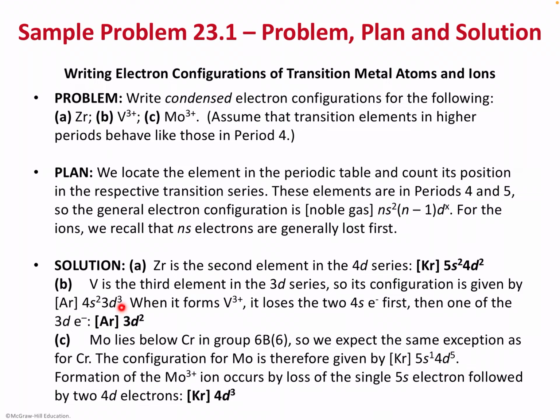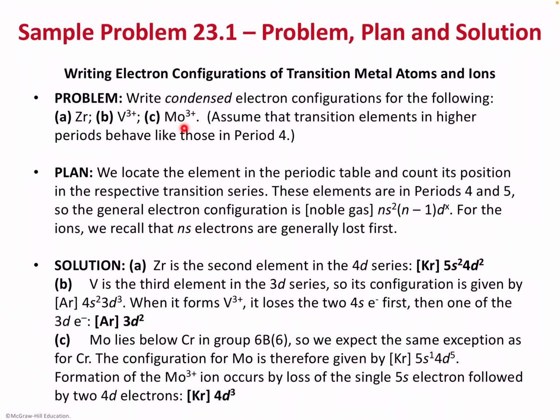That is the vanadium, but we want to find out vanadium 3+. 3+ means it has lost 3 electrons. So when the 3 electrons are lost, first it loses from the s electrons. So then 2 s electrons would be gone, and then one of the d electrons will be gone. So then it would be argon 3d2, vanadium 3+. It loses the 4s electron first, then one of the 3d electrons.